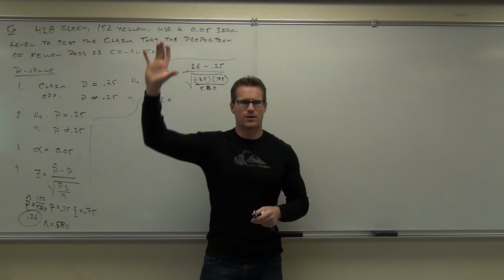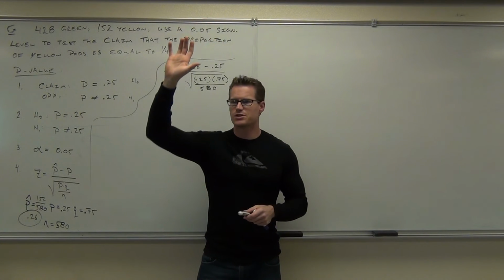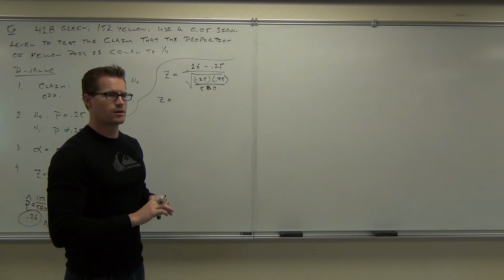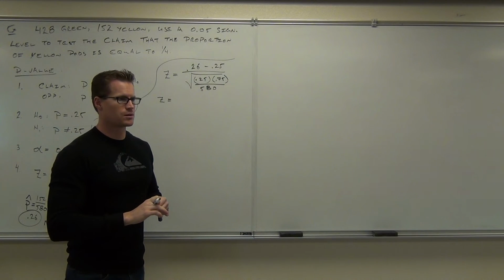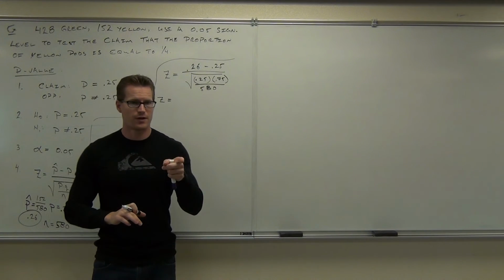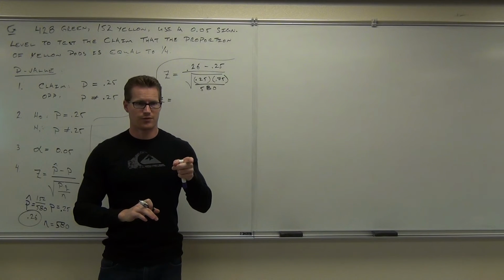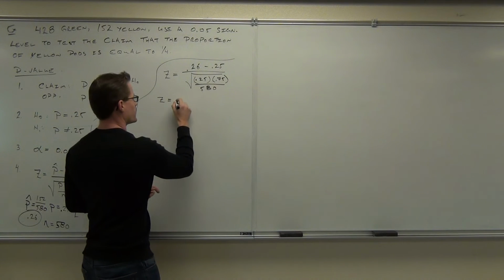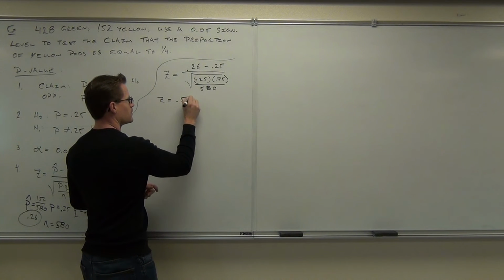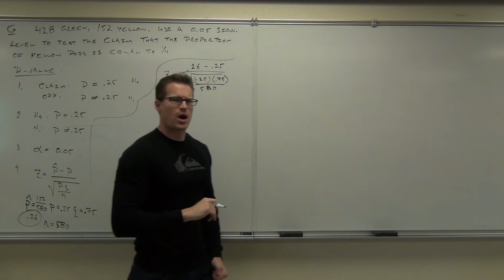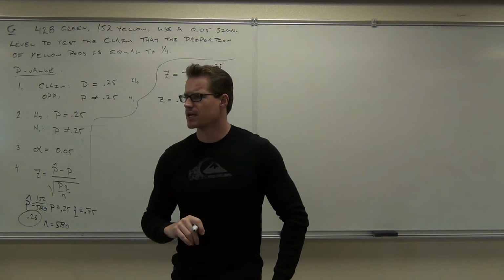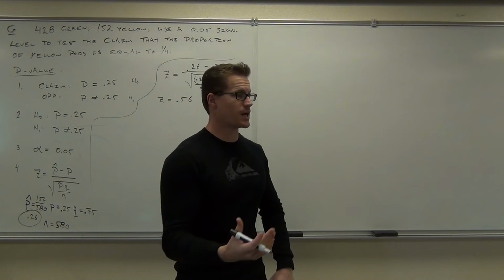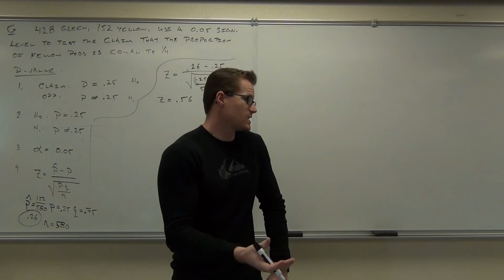How many people got that far on their own at home? Good deal. How much did you find for your Z test statistic? 0.55? I got 0.556. So we'll say 0.56 since it's a Z-score. Hey, does that mean the probability is 56%? Is that what that means right there? Have we looked up an area yet? So that's still a Z-score.